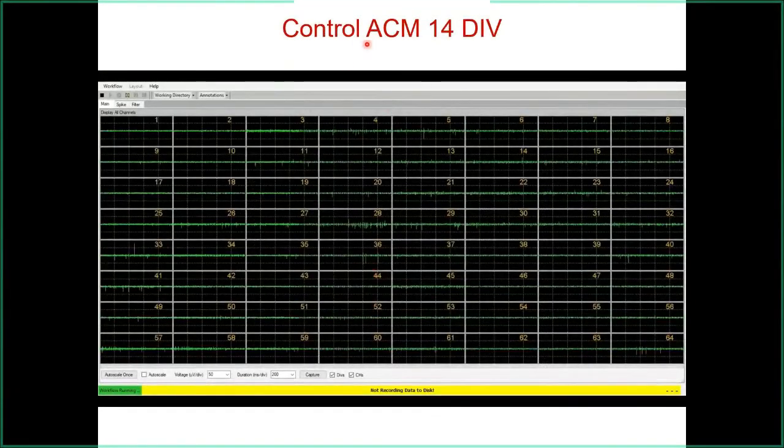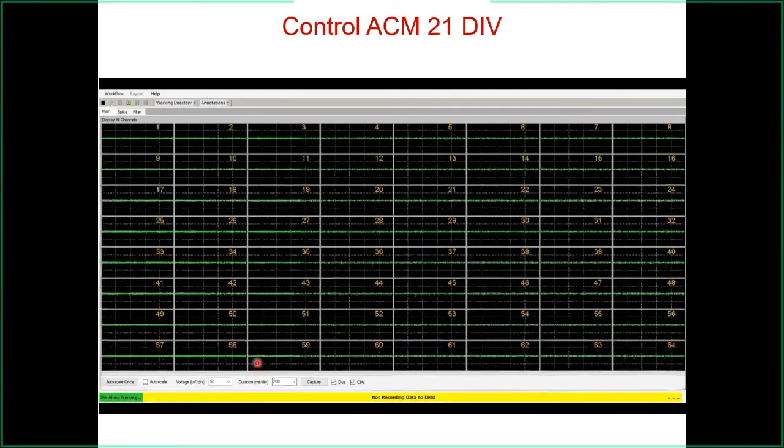These are control cultures at about 2 weeks, 14 days in vitro. You can see that the activity in all the 64 channels is mostly random. I hope you can see the spikes. These are 50 millivolts on the y-axis and about 200 milliseconds on the x-axis for each division. But in these control cultures, by 21 days, by 3 weeks, they now become fully synchronized.